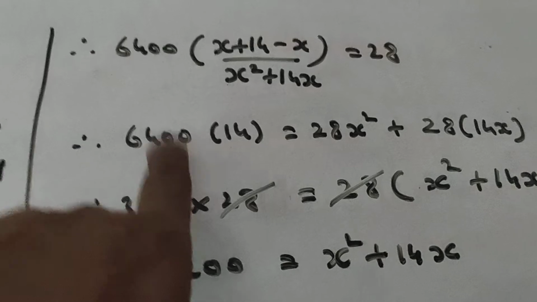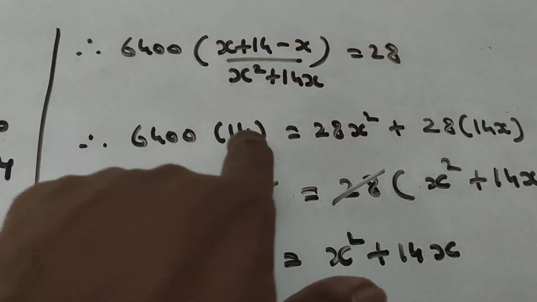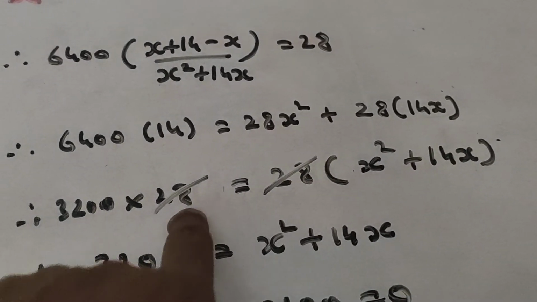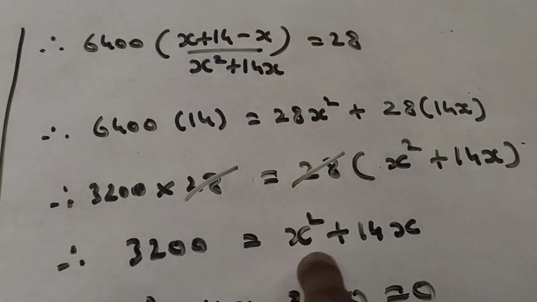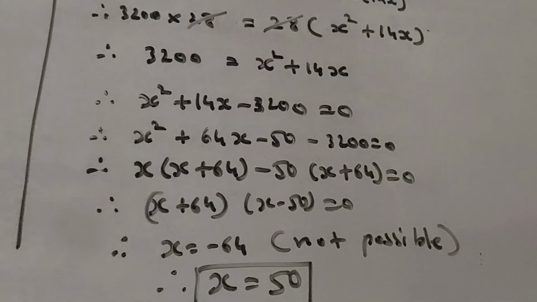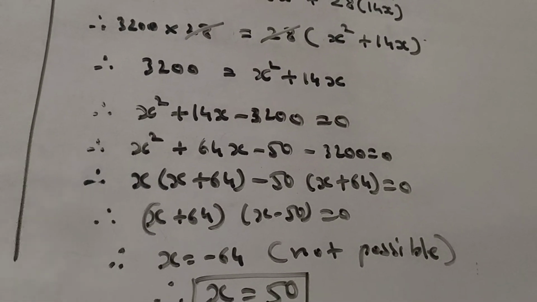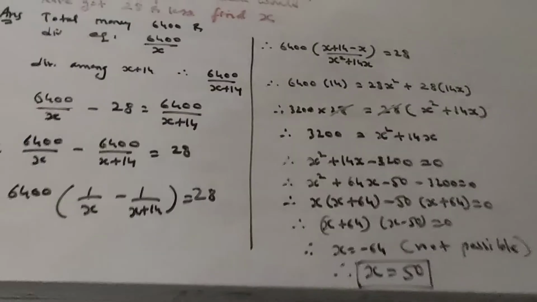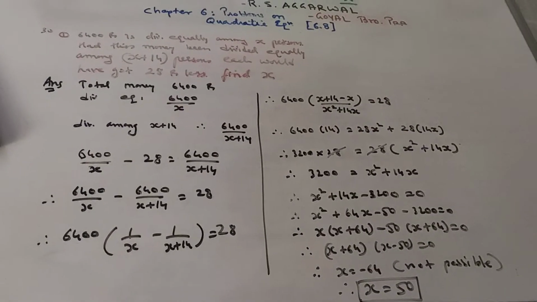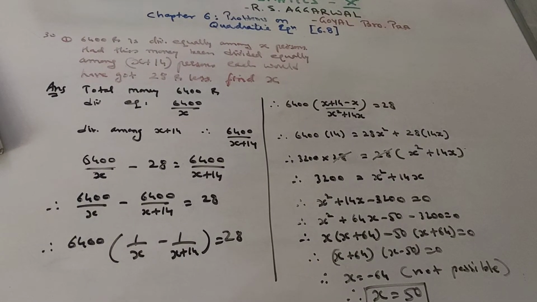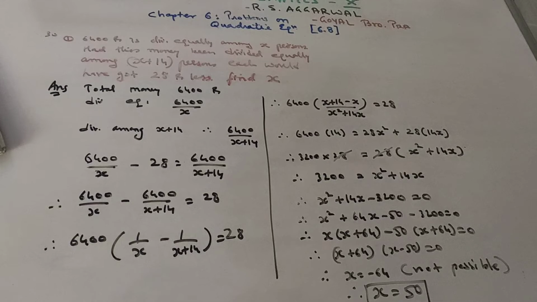And here I have split 6400, that is 3200 multiplied by 2, and the 2 goes with 14 and becomes 28. I have taken 28 common here and here, so 28 and 28 cancel, so we get 3200 is equal to X square plus 14X, and simplifying it, we get (X plus 64) and (X minus 50). So X equal to minus 64 is not possible, so the value is X equal to 50. I hope you understood. It is a pretty simple sum. It requires basic knowledge of mathematics and the analytical way of writing and solving the problem.